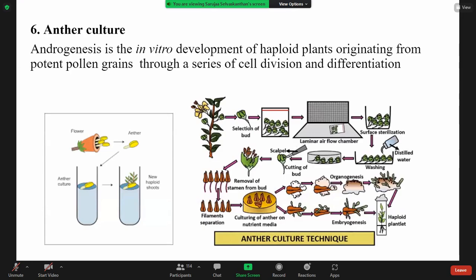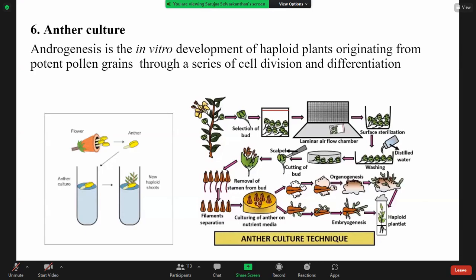The scalpel blade and handle, all the things should be sterilized. Scalpel blade and handle we sterilize using an oven. And we cut it and take the anthers. If you want, we can separate the filaments, cut off the filament, and culture only the anther onto the nutrient media.